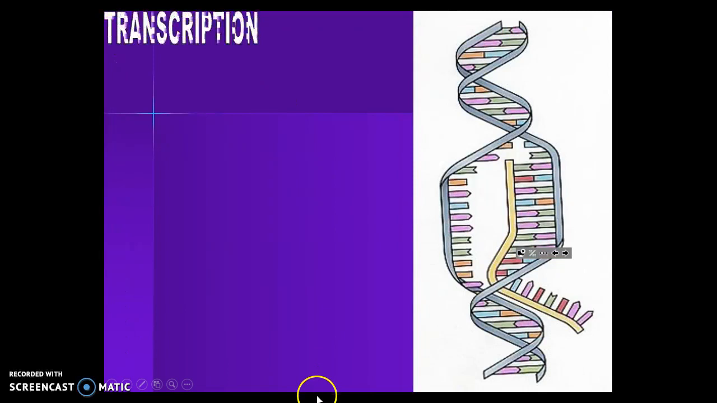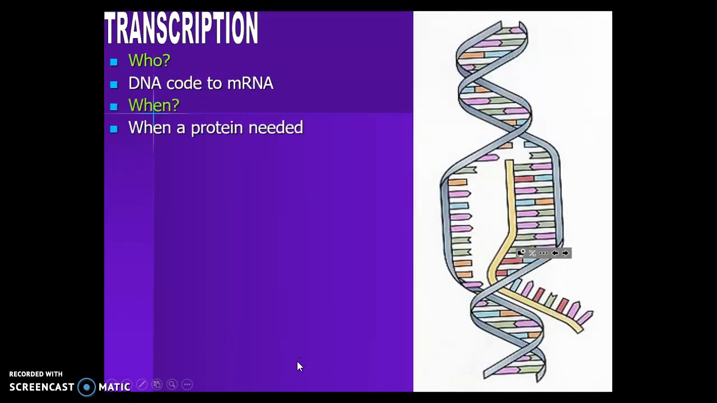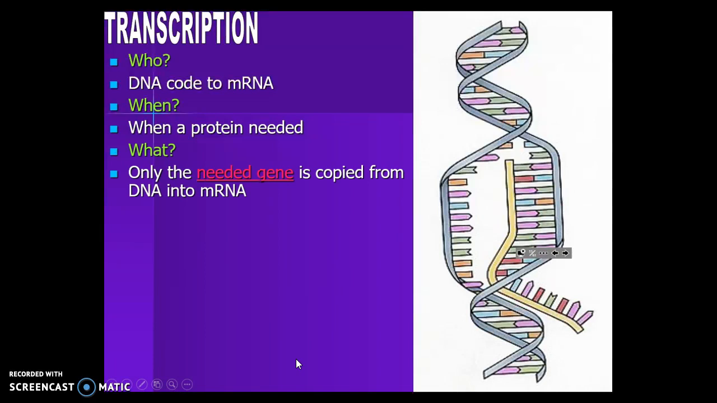Moving on to page 9, let's talk about transcription and translation. So the process of transcription in detail is involved with the DNA code being transcribed into mRNA. And when this occurs is when a protein is actually needed to be constructed. So what will happen is only the needed gene is going to be copied from DNA to mRNA.